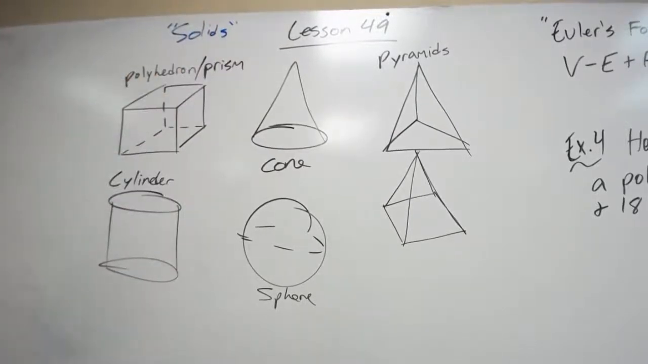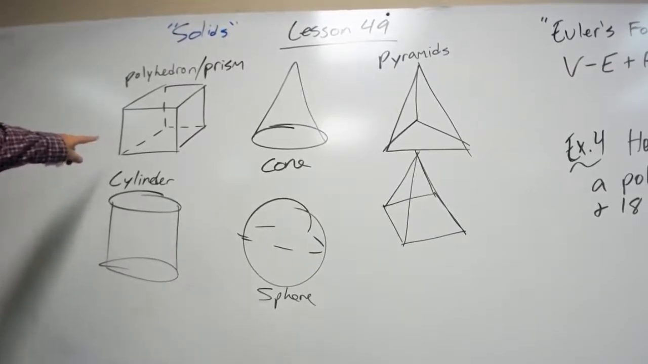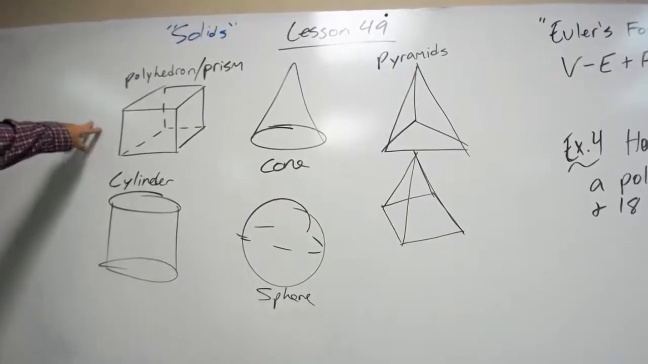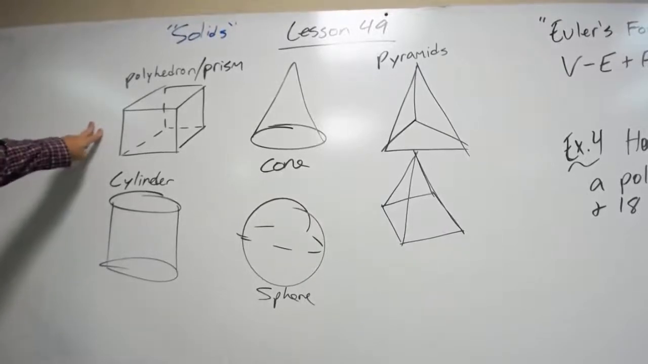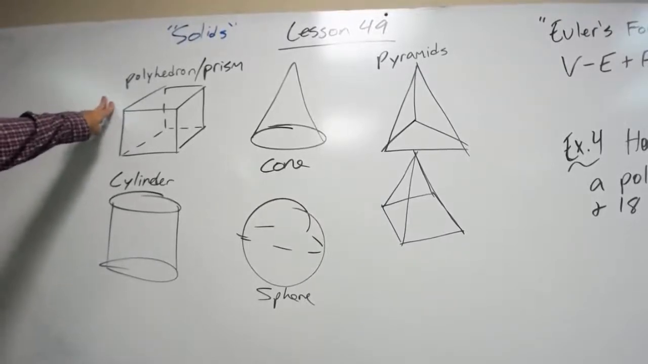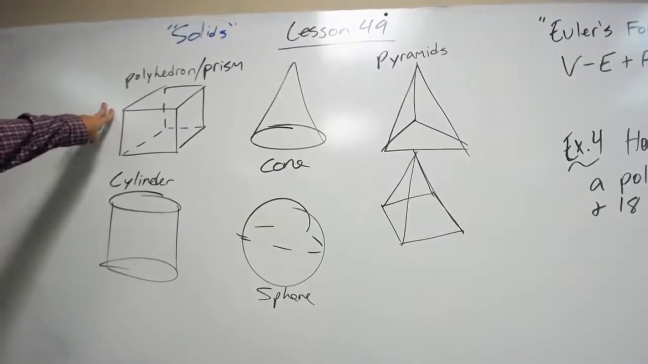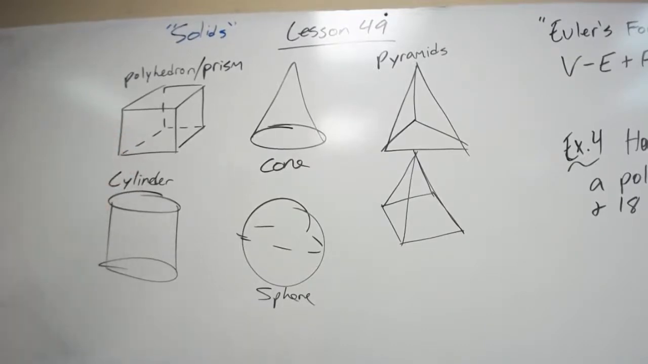The first one is a polyhedron. Any closed three-dimensional figure formed by four or more polygons that intersect only at their edges is called a polyhedron. Now, I tried to draw a cube here, but this also has another name, and that's a prism. A prism is a polyhedron formed by two parallel congruent polygonal bases. So this is actually an example of both.